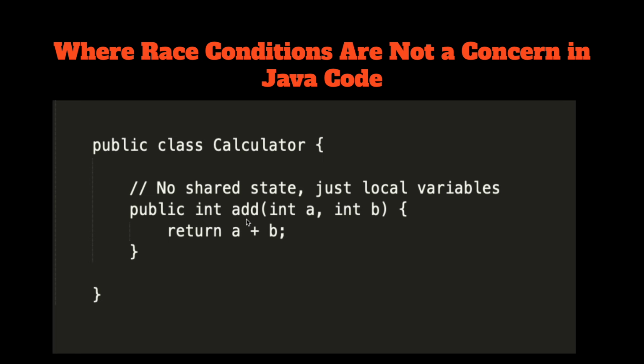Whereas the counter class, which we have seen, has a shared variable count, and multiple threads, when they call the increment method, can access and modify the value of count at the same time.